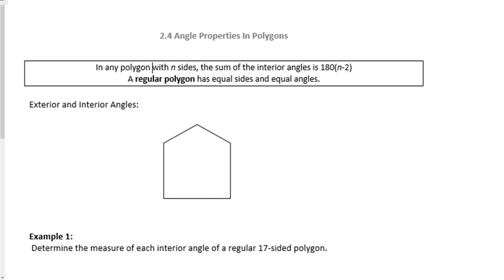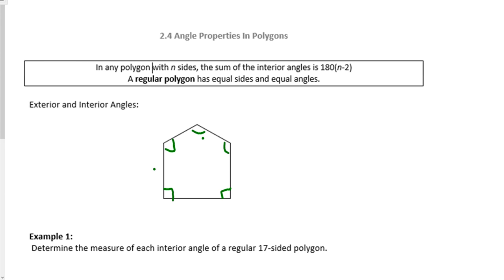The first term that I want to go over real quick with you guys before we get into this is the difference between an exterior and an interior angle. An interior angle is any angle inside the polygon.